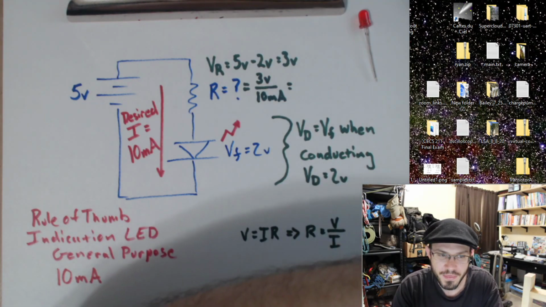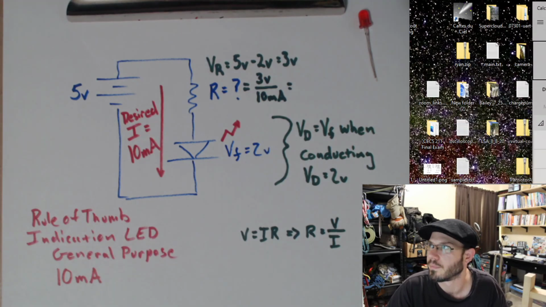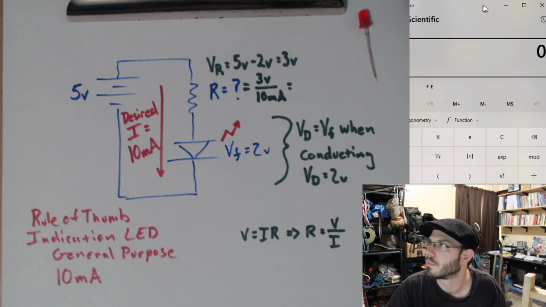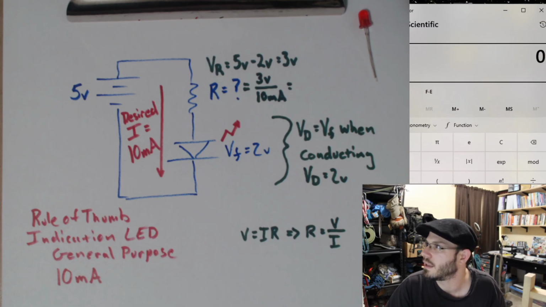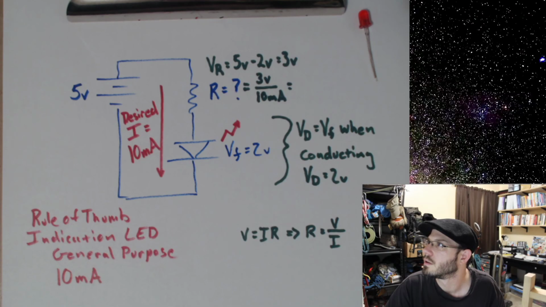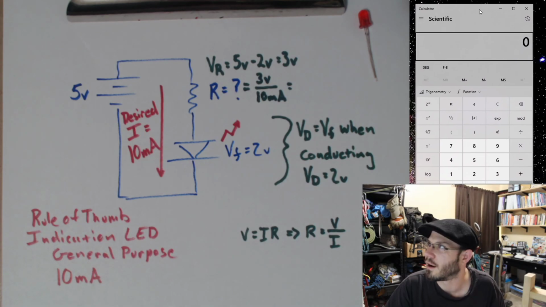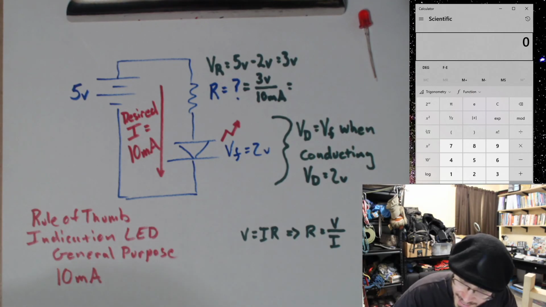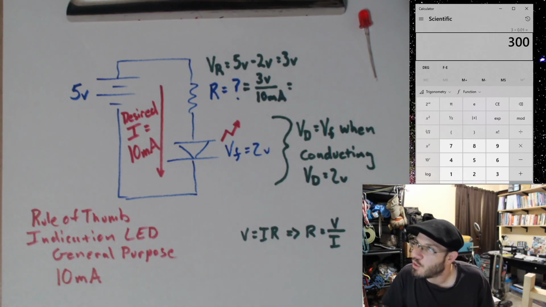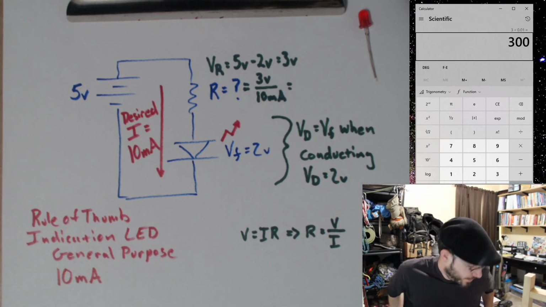Let's calculate what that is. Why is my calculator so large? Better. Okay, so 3 volts divided by 10 milliamps, 300 ohms.